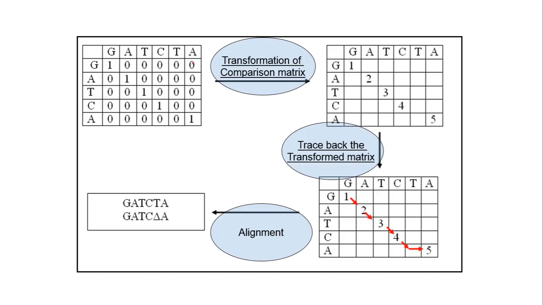In this way, there should be a 1 over here as well. Okay, I kind of by mistake gave a different 0 over here. A matches with A, so there should be 1 over here as well. Okay, so in this way, you create something called a comparison matrix.